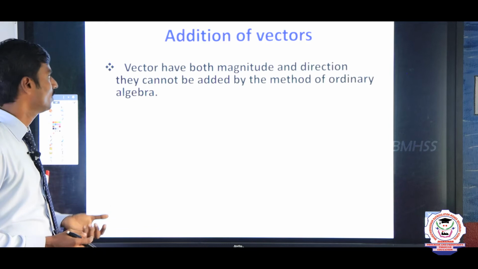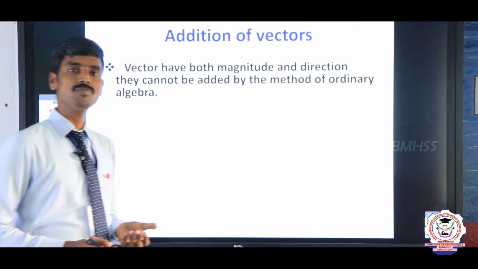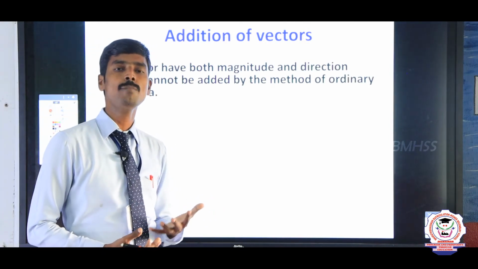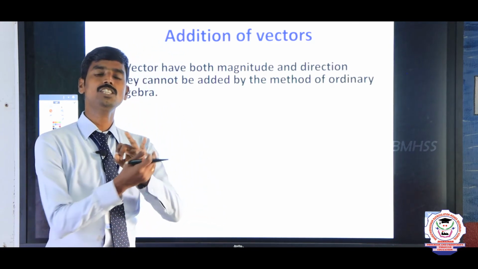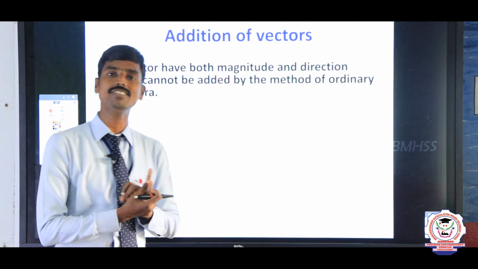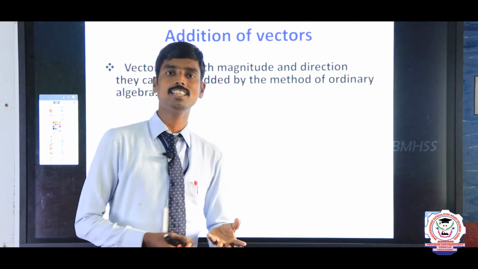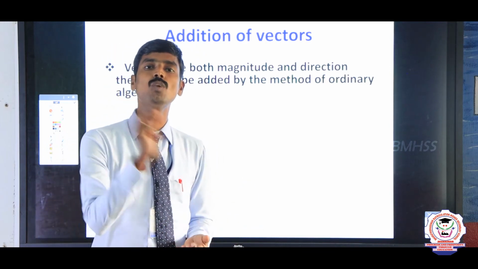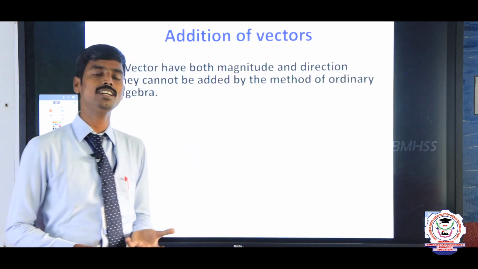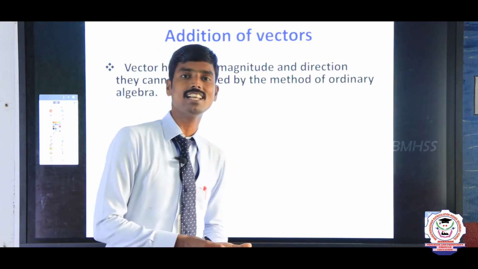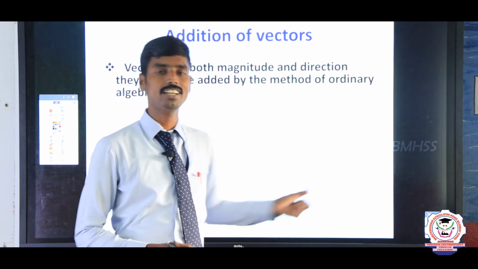Today in our class, we already know that any physical quantity can be expressed in terms of two types. The first one is scalar quantity, and the other one is vector quantity. A scalar quantity is any physical quantity that possesses only magnitude, with no direction. And the vector quantity, we already know the concept, has both magnitude as well as direction. So this is called a vector quantity.